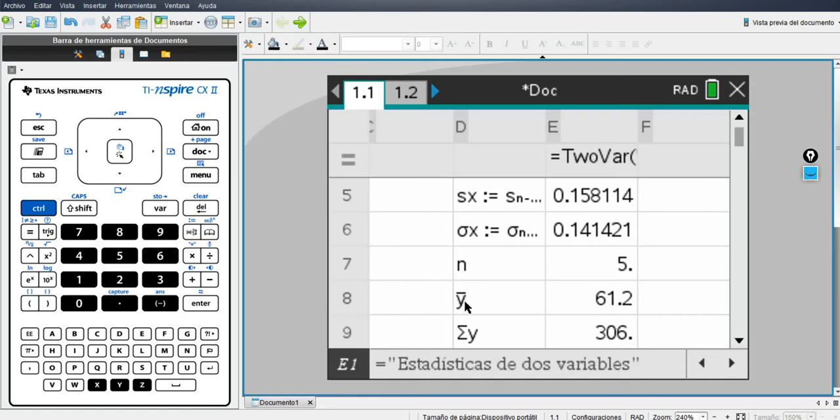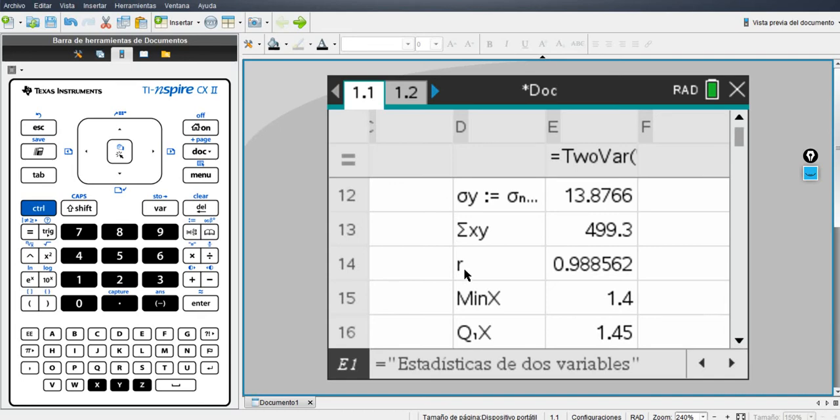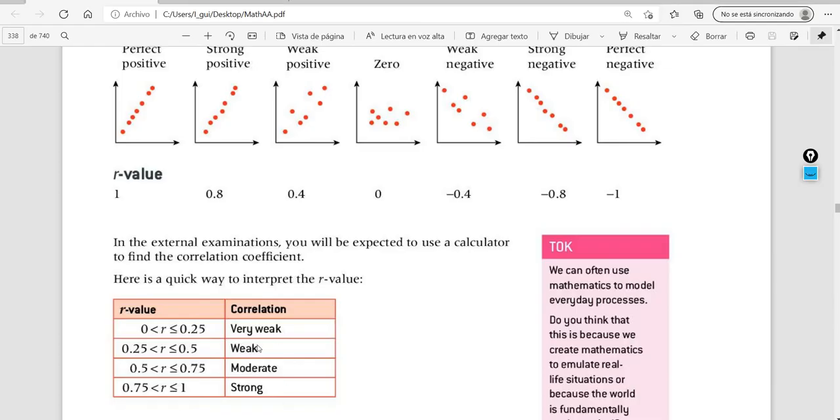The average for the y variable, which is the average of the weight, 61.2 kilograms. You see? So we scroll down, and this is the one we wanted. R, which is the correlation coefficient, and it's pretty strong, 0.998. That is classified as strong. Almost perfect, indeed.